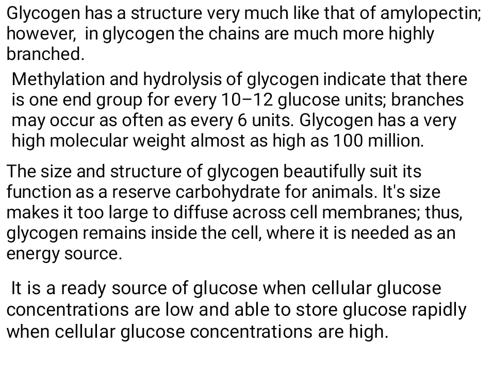The size and structure of glycogen beautifully suit its function as a reserve carbohydrate for animals. Its size makes it too large to diffuse across the cell membranes. Thus, glycogen remains inside the cell, where it is needed as an energy source. It is a ready source of glucose when cellular glucose concentrations are low, and able to store glucose rapidly when cellular concentration of glucose are high.